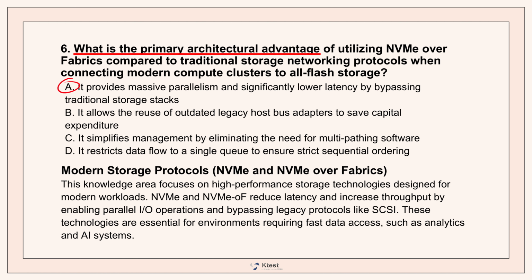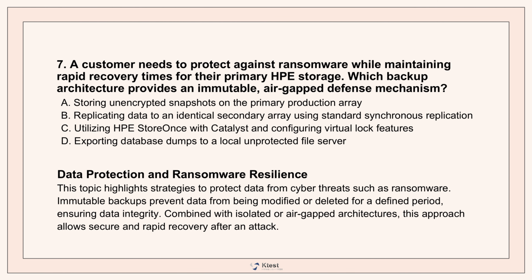Nice. And what about B and C? Also traps. You absolutely cannot reuse outdated HBAs, option B, because NVMe requires specific high-performance network interface cards. And option C, eliminating multipathing. That's just dangerous. You always need multipathing for high availability no matter the protocol. Got it. Okay, high-speed protocols are great, but if a ransomware attack hits, that speed just means your data gets encrypted faster. Let's look at protection and efficiency.